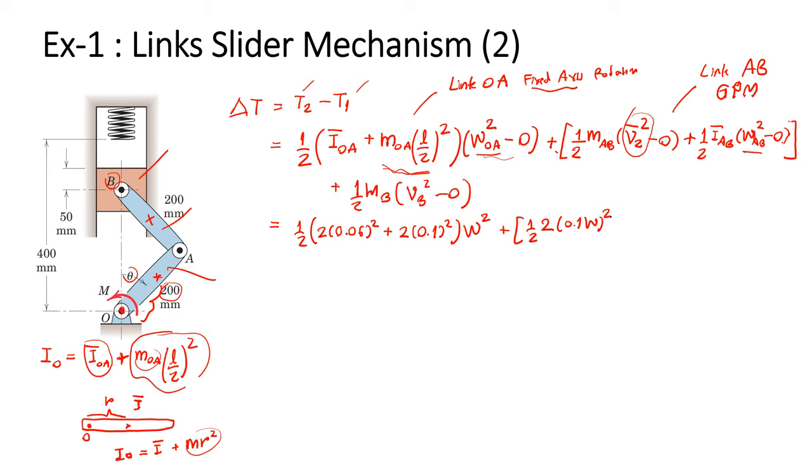And 0.1 omega squared. And this term, 1/2 I bar of AB. I bar of AB is the same as I bar of OA. It has the same mass and the same radius of gyration. So mass 2 kilogram, radius of gyration 0.06 squared, and the omega squared, subtracted by 0.